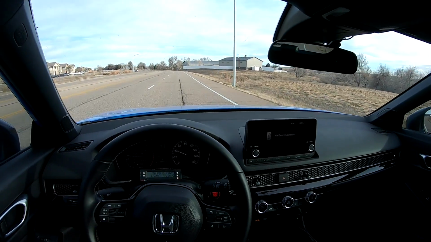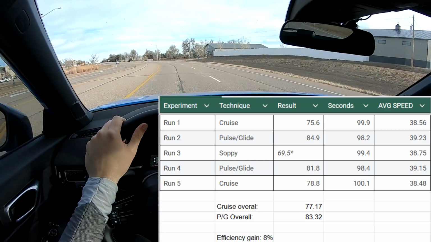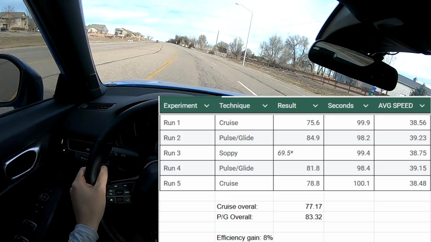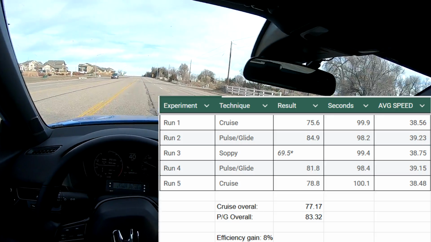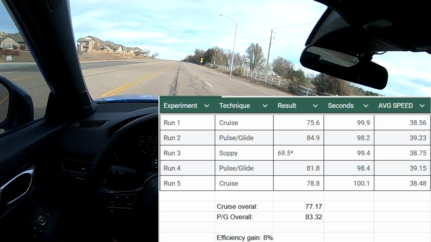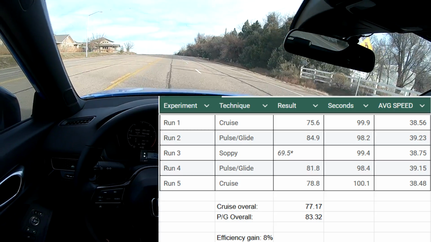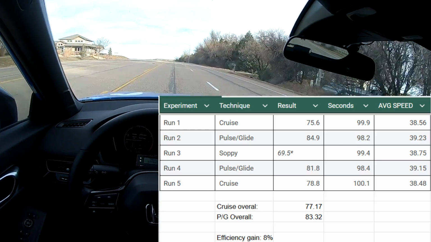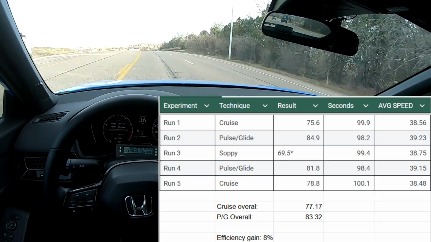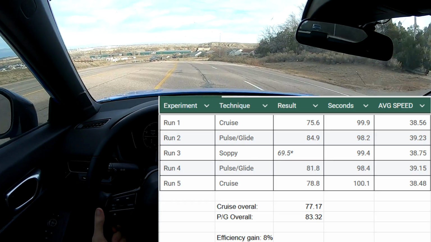So what did we learn? We learned that driving sloppily, speeding up, slowing down, being aggressive is definitely not going to help your fuel economy. We learned that driving smoothly is better than driving sloppily. And we also learned that pulsing and gliding, using neutral, will help you save a very small amount of fuel. If you do the averages between the two, I think we had like 81.8 and 84.9. If you do the averages of those, that's like 83.6 or so.